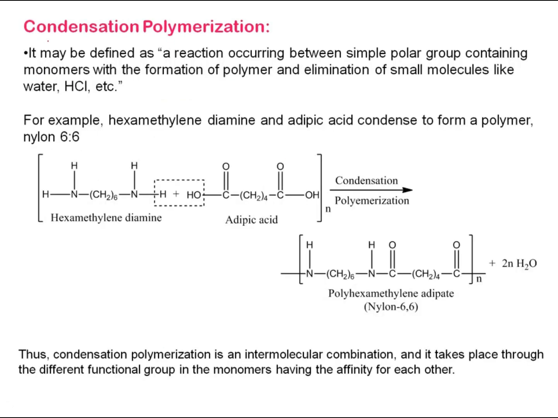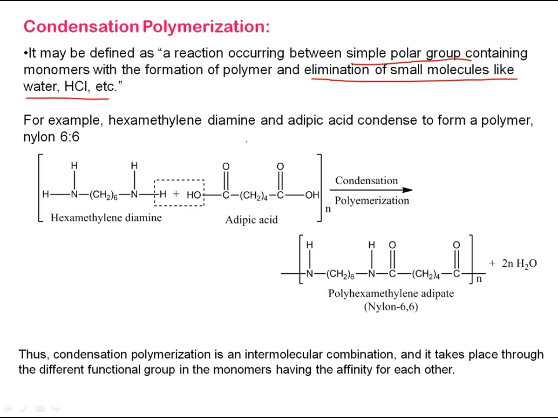Next, condensation polymerization. From the word condensation we can understand elimination. Condensation means elimination. Here this type of reaction occurs between the monomers containing the simple polar functional groups. Simple polar functional groups like carboxylic group, acid chloride group, amide group, alcohol group, amine group. So such monomers combine to form a polymer by eliminating the small molecules like water, hydrochloric acid.